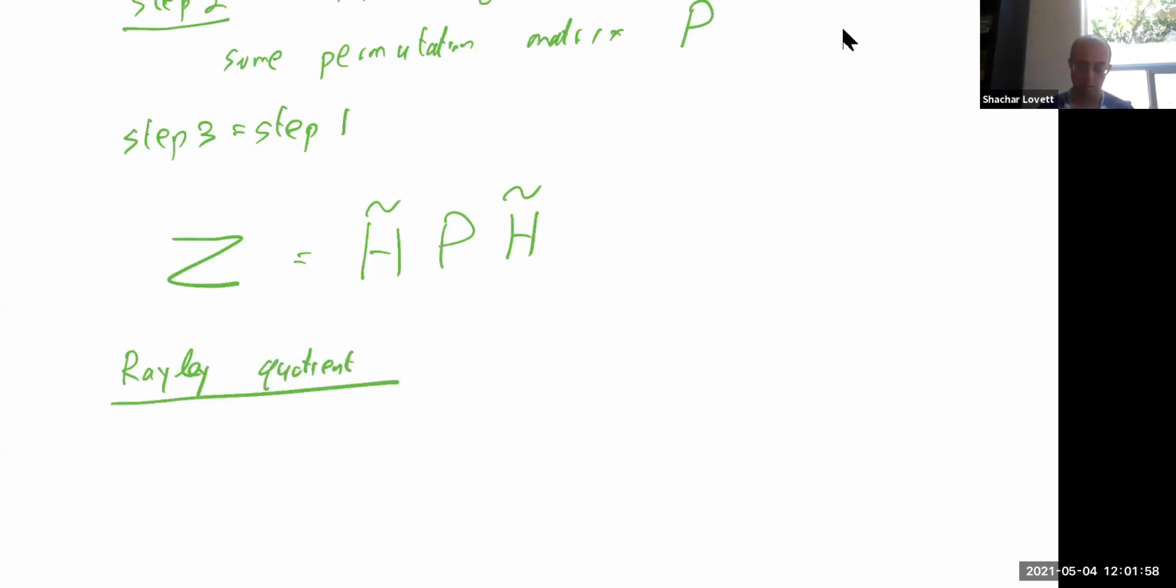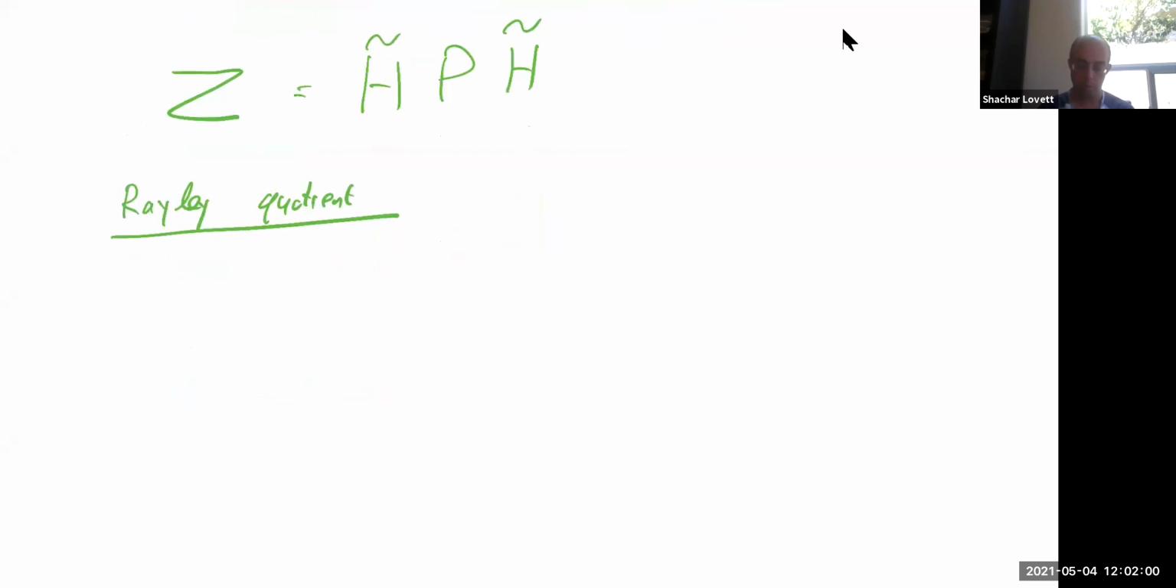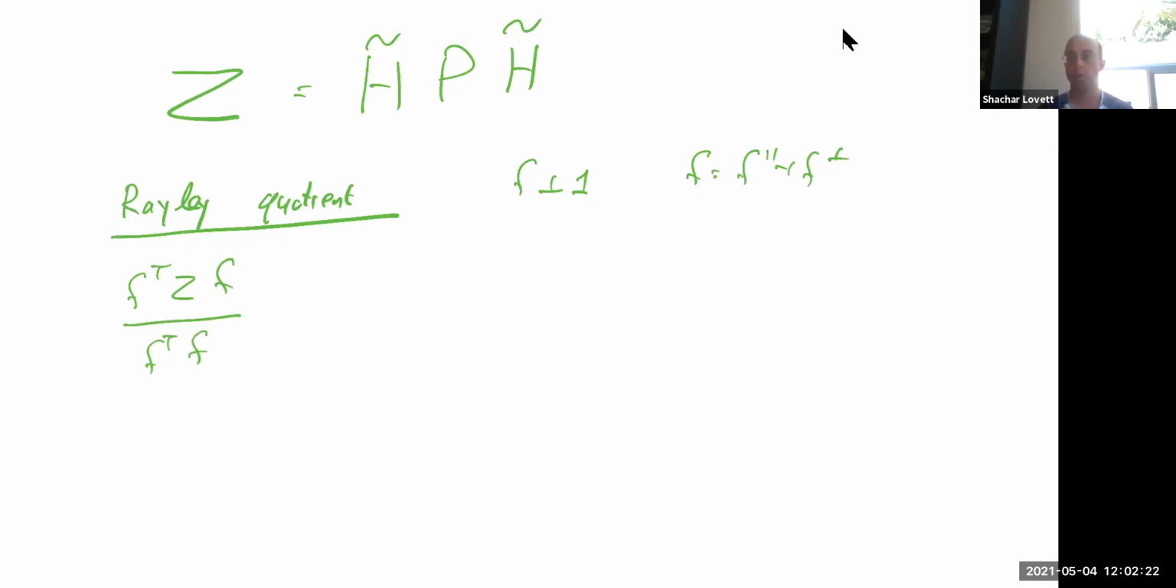So what we're trying to analyze is the following thing. Remember that F is orthogonal to 1, and we decompose it as a locally parallel plus a locally orthogonal part. The locally parallel part is just the average in every local cloud of H. So we're trying to analyze F transpose Z F over F transpose F. This is a Rayleigh quotient we're trying to analyze, showing it's not too big.